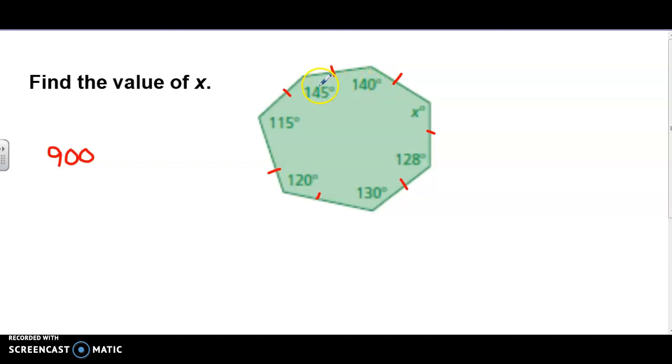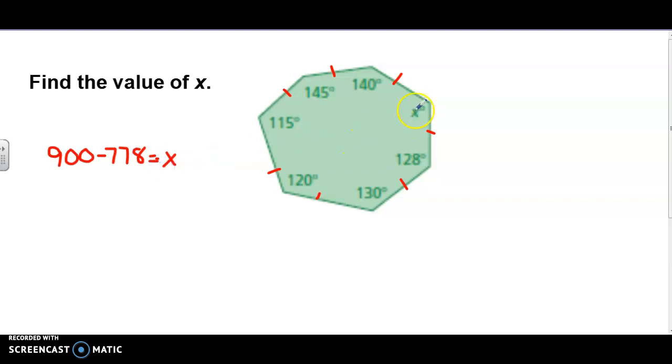Now that I have this information, what I need to find out is, what are all the angles that I already know? Because I already have 6 of the angle measures. 1, 2, 3, 4, 5, 6. I just don't know this one. So now we need to add these all up. Feel free to grab yourself a calculator and add them up. When you do that, you would get 778. So we're going to do 900 minus 778 equals whatever's left. So in this case, it's x.